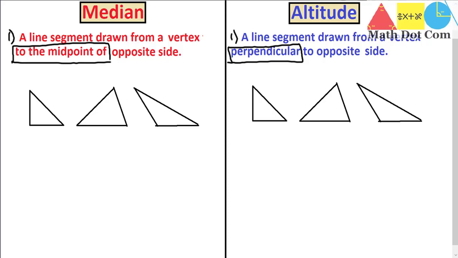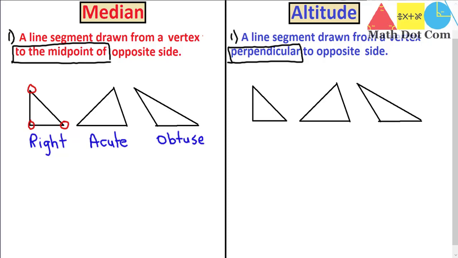Here we have three different types of triangle. The first one is the right triangle, the next one is the acute triangle, and this is the obtuse triangle. These are three different types of triangle on the basis of the angles they form. But our main concern here is how we will draw their median. In the case of the right triangle, if we look at the definition, we need a line segment drawn from a vertex. Now what is a vertex? Vertices are these points of the triangle, and we have to draw a line segment from these vertices to the midpoint of the opposite side.